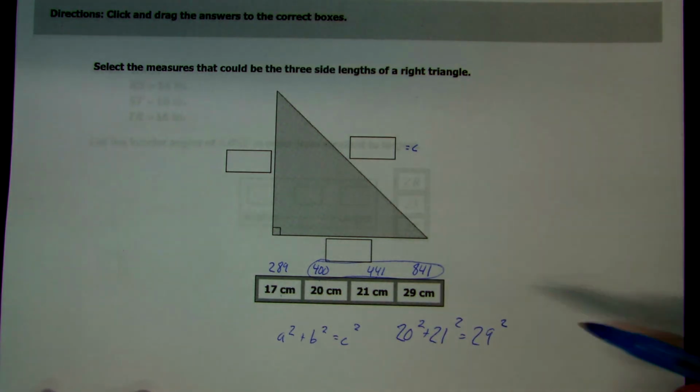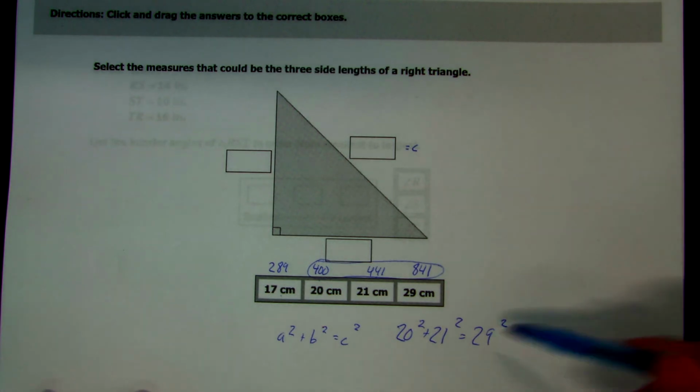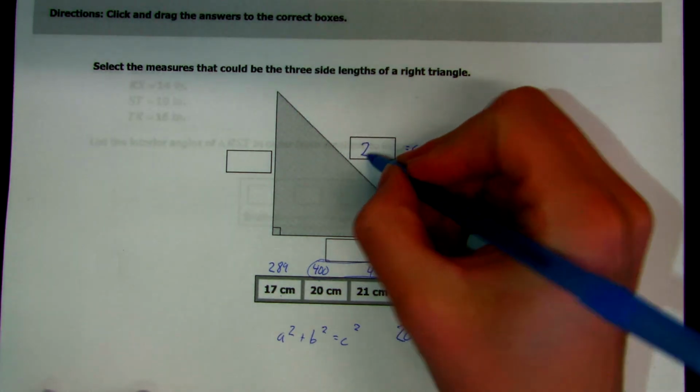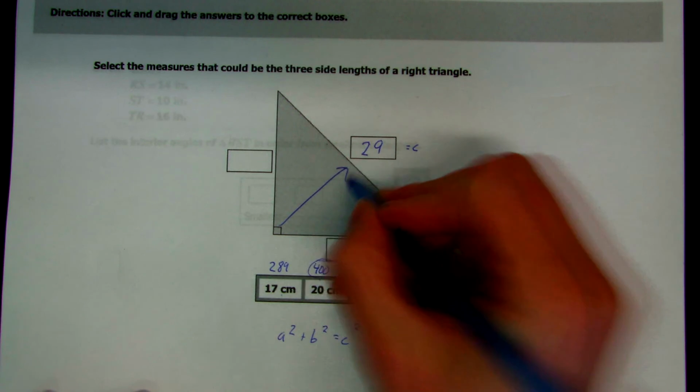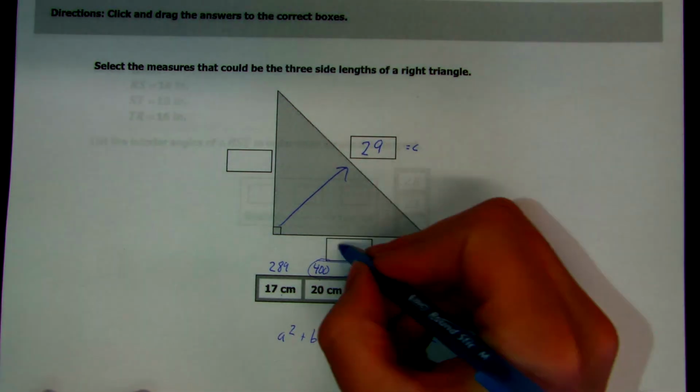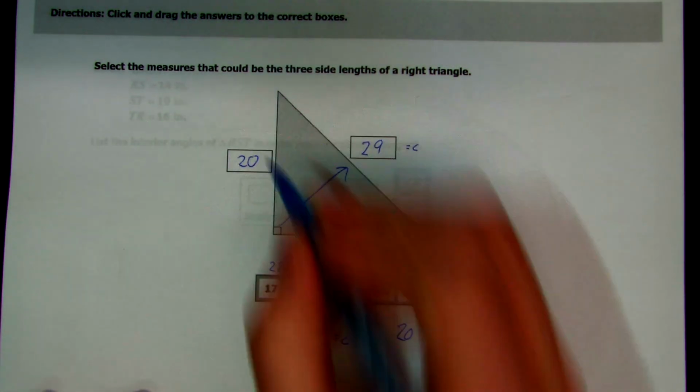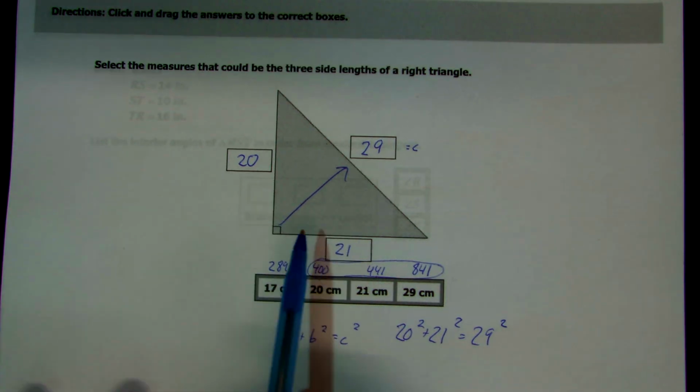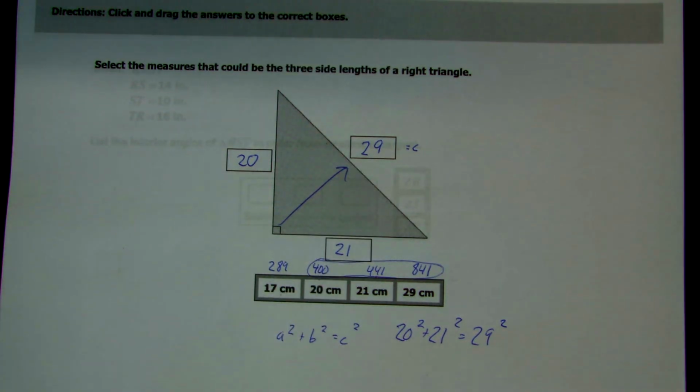Now you just have to put your information in the correct place. 29 is the largest number, so that has to go across from the right angle. That's my hypotenuse. And then it wouldn't matter if you do 21 here and 20 here, or if you do them in the opposite order. It would count both of those correct. And that's the problem.